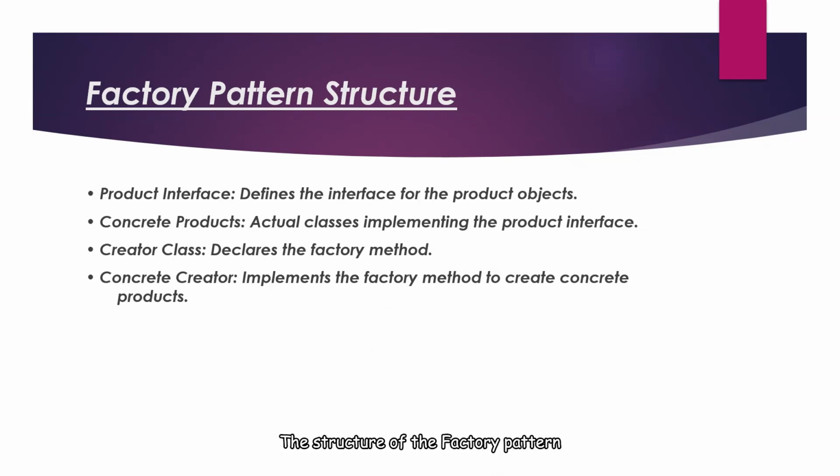The structure of the factory pattern involves several key components. First, there's a product interface, which defines the common behavior for all product types. Next, we have concrete products, which are the actual product classes that implement the product interface. The creator class declares the factory method, while the concrete creator classes implement this method to return a specific type of product.